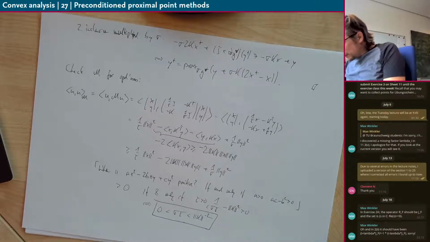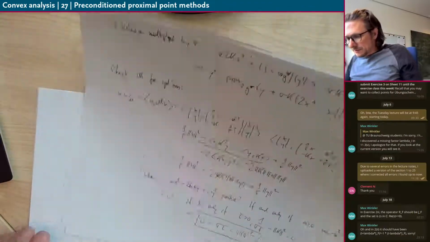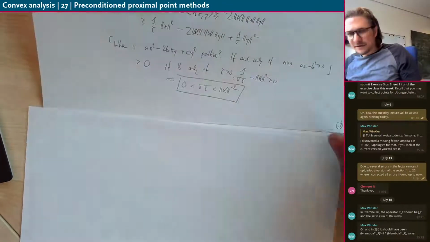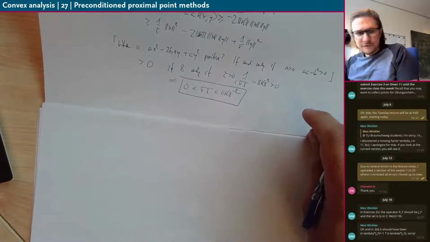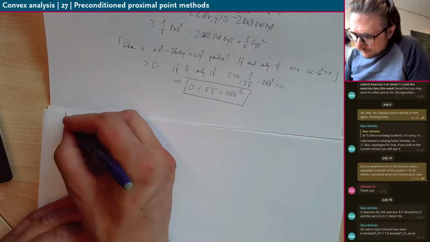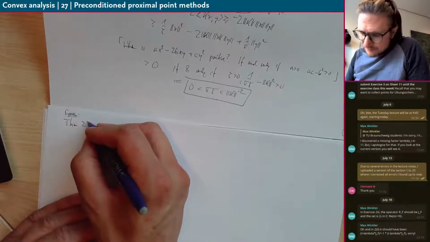Okay, so now we have already proven that some algorithm always converges to a solution of an optimization problem in Fenchel-Rockafellar form. So we collect this as a theorem. What we have proven is theorem 27.2.